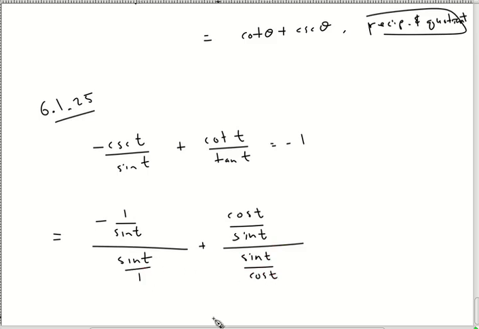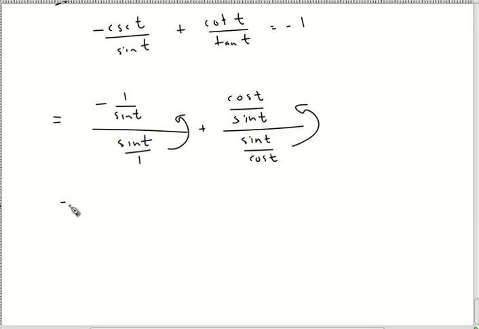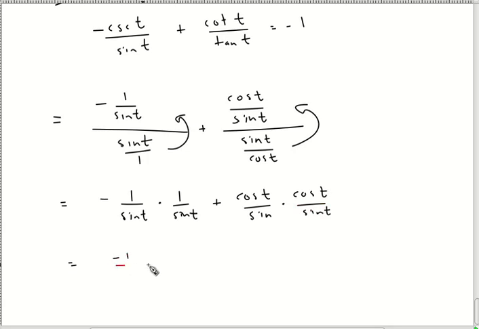Now, this is technically like over 1, and so when I flip it to the top, what I'm going to get is, here we go, negative 1 over sine, and then 1 over sine. On this side, I've got cosine over sine, and now I've got cosine over sine. When I mush all these together, I get 1 over sine squared, and then cosine squared over sine squared. Notice that I have a common denominator, right?